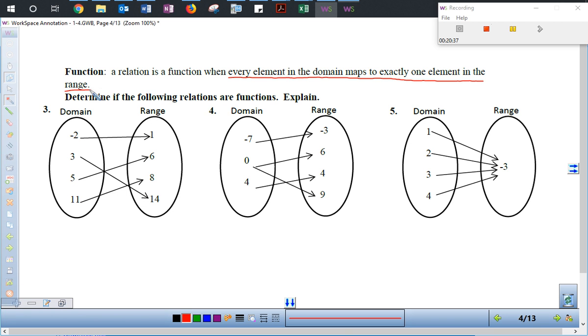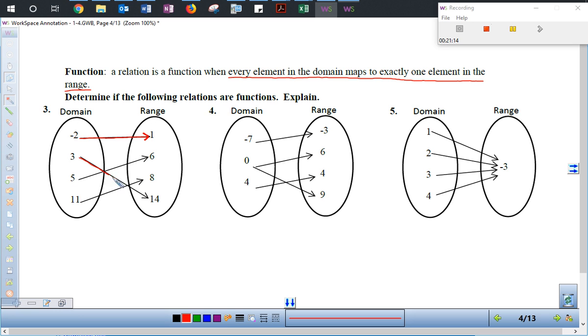On 3, 4, 5, all the way through 8, it says, determine if the following relations are functions and explain. So every element in the domain needs to map to exactly one element in the range. On number 3, my domain, -2, 3, 5, 11, needs to map to exactly one element in the range. So let's see if that happens. -2 maps to 1. So -2 maps to exactly one element over here in the range.